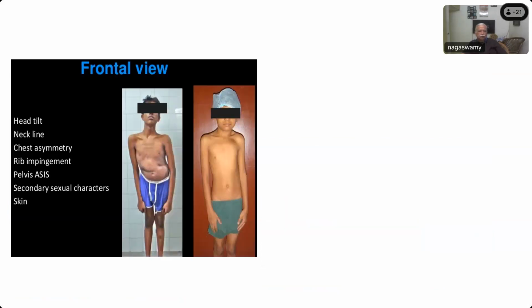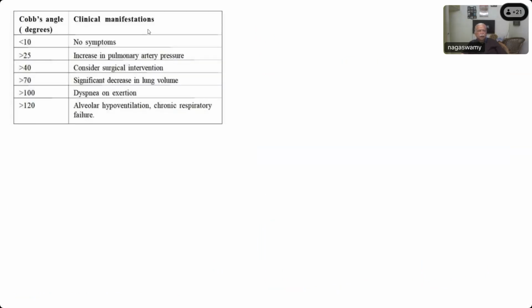So these are the frontal view and the side view, and based on the Cobb's angle, this is the clinical manifestation. Less than 10 degrees, no symptoms will be there. More than 25 degrees, it will cause increase in pulmonary artery pressure. More than 40 degrees, we require surgical intervention. More than 70 degrees, it decreases the lung volume because of the restrictive nature. More than 100, patient starts experiencing dyspnea on exertion. And more than 120, patient will have alveolar hypoventilation and chronic respiratory failure.